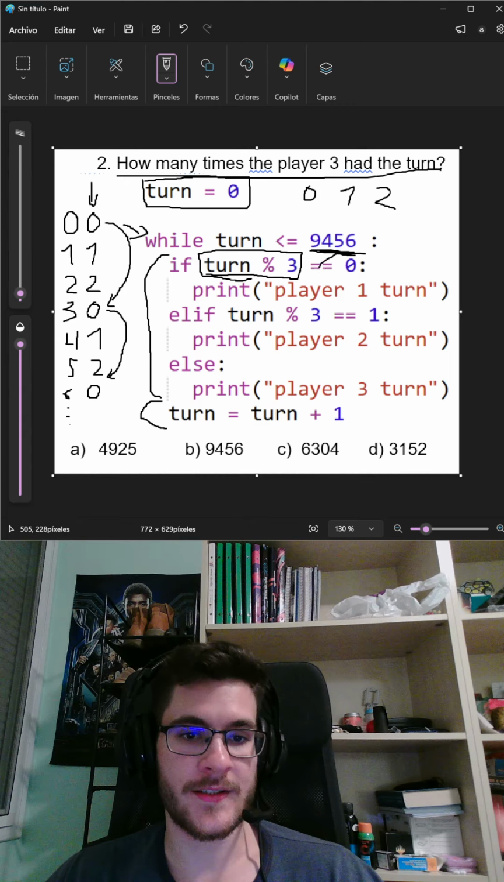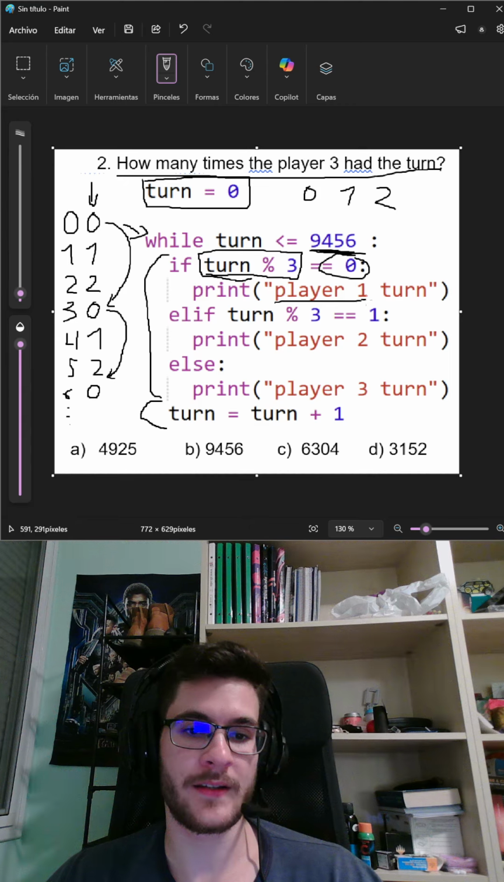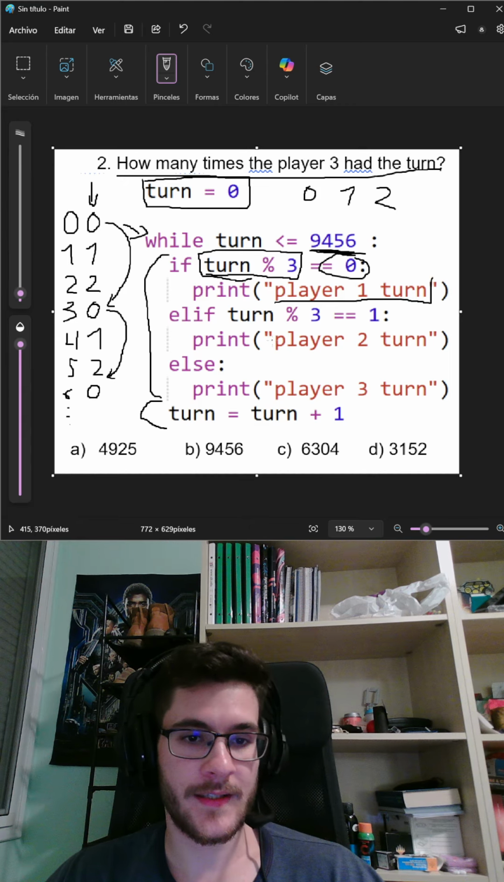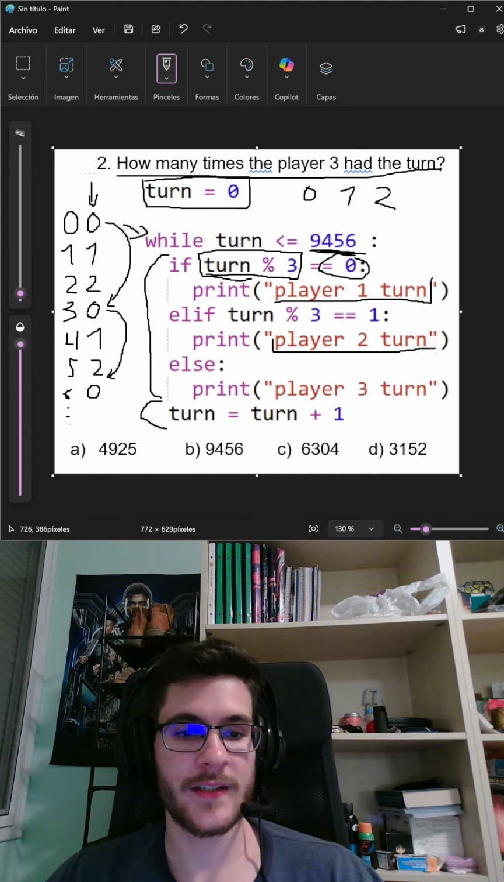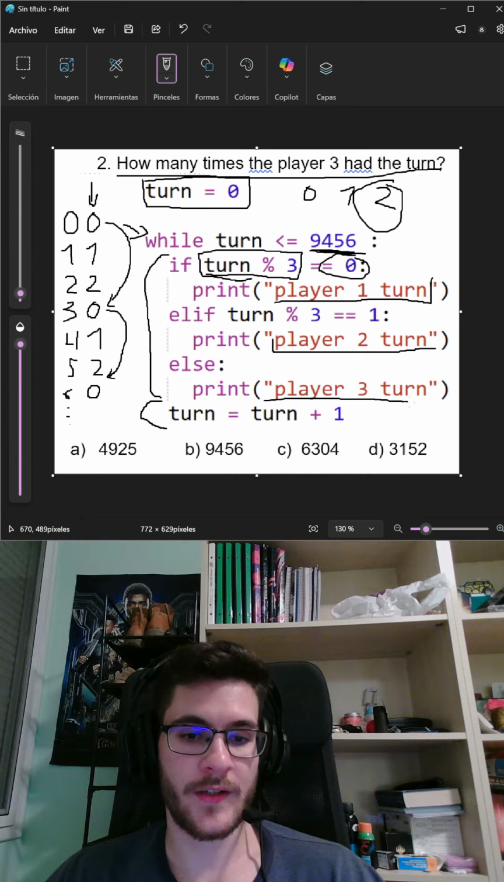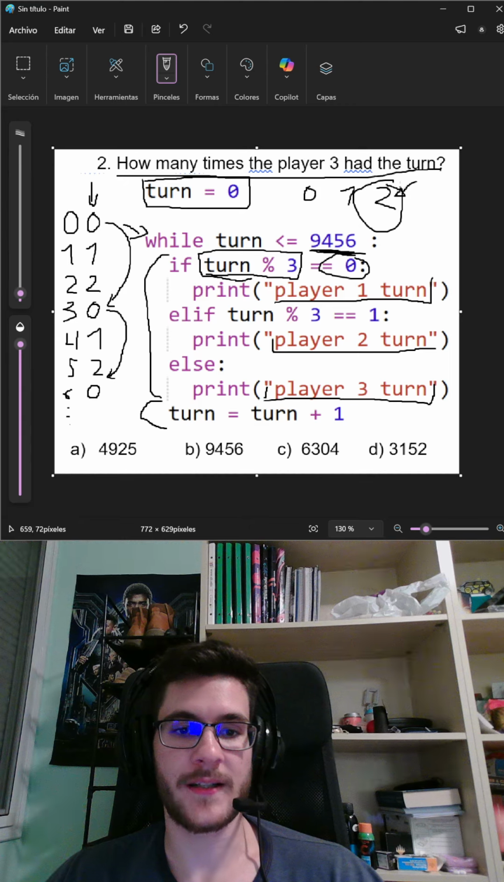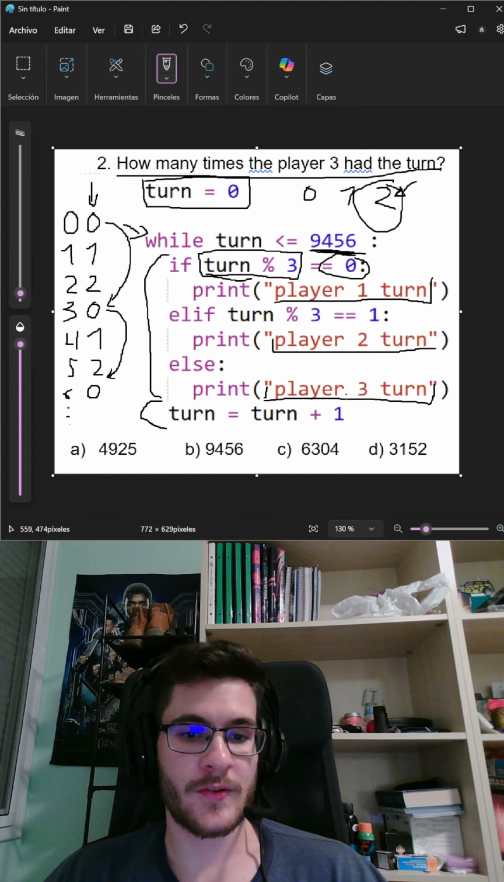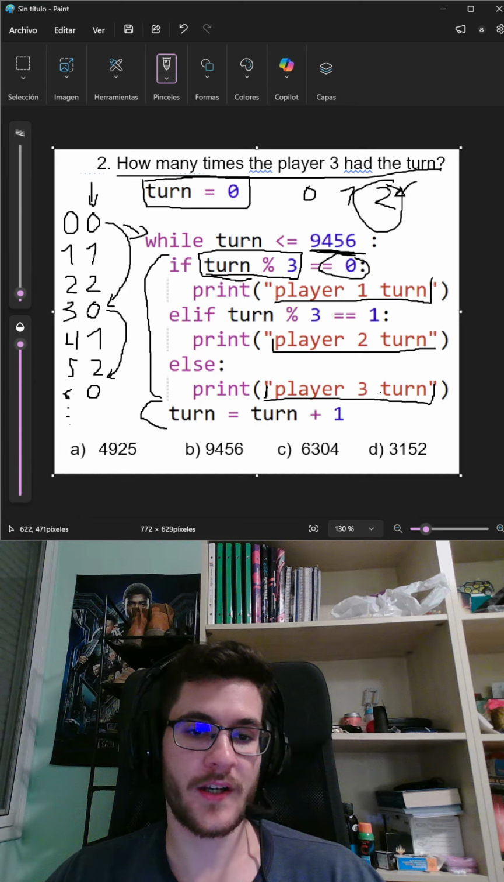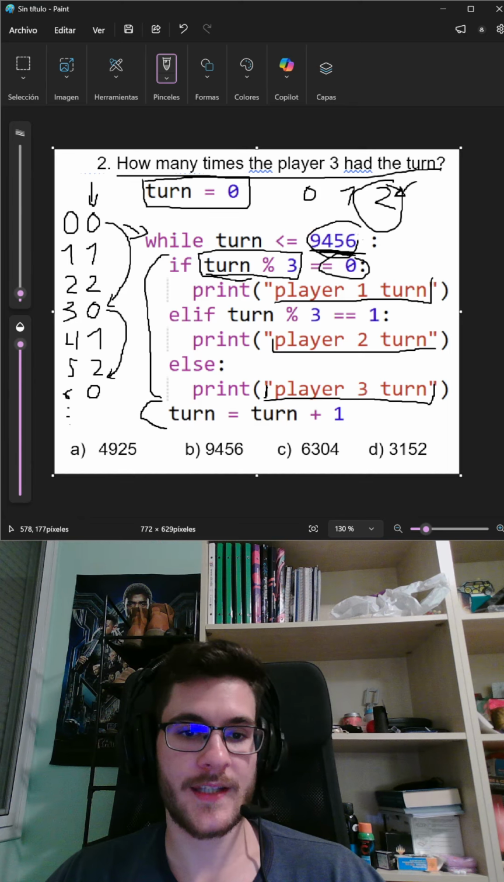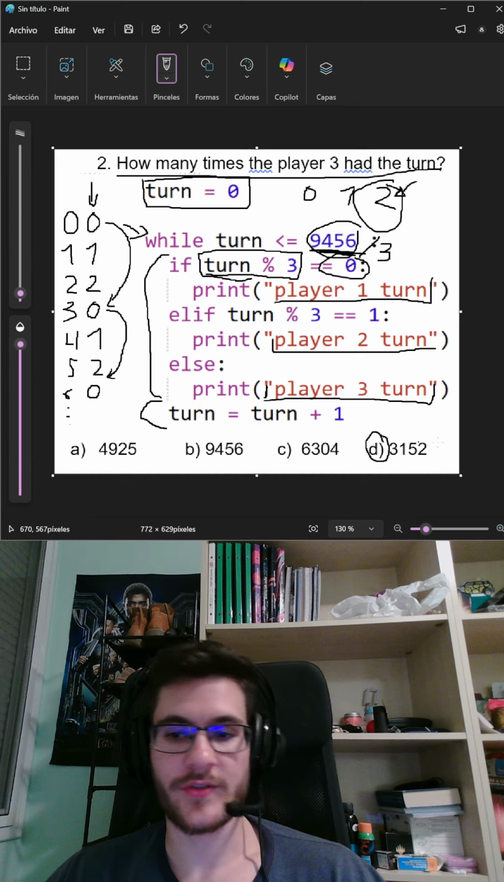So when it is 0, player 1 has a turn. If it is 1, player 2 has a turn. And in the other case, that is 2, player 3 has the turn. So if we realize that the 2 happens a third of the time, to know how many times player 3 has a turn, we have to get this number and divide it by 3. And we get the response.